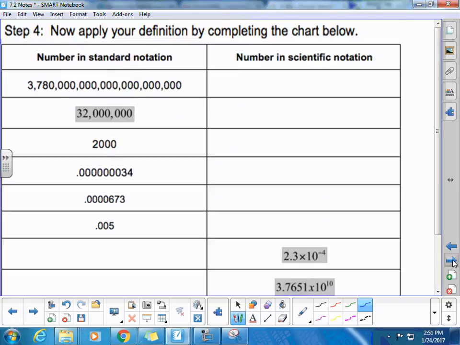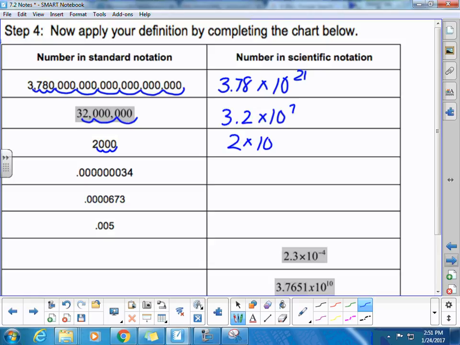Now apply your definition by completing the chart below. This number is standard notation. So here's what I do. I count over 3, 6, 9, 12, 15, 18, 19, 20, 21. I have to go over 21, and I would get 3.78 times 10 to the 21st, because I go over 21 spots to get it to the 3.78 that I want it to be. This one I go over 3, 6, 7 spots, so it's 3.2 times 10 to the 7th. This one I go over 1, 2, 3 spots, 2 times 10 to the 3rd.